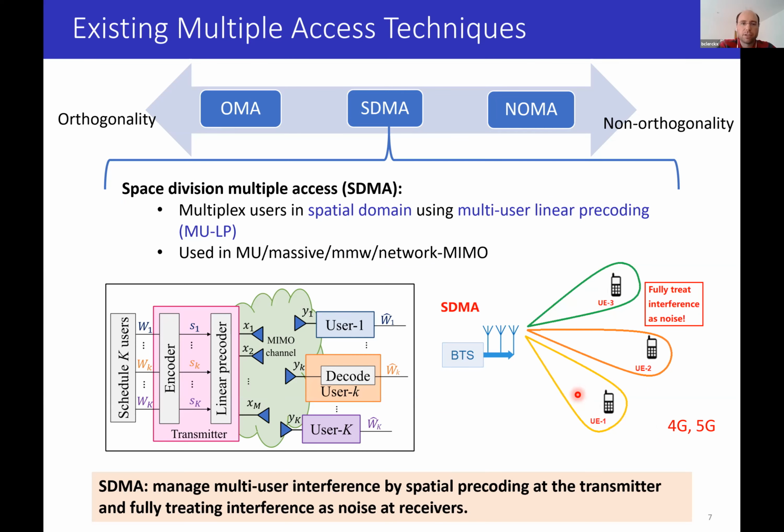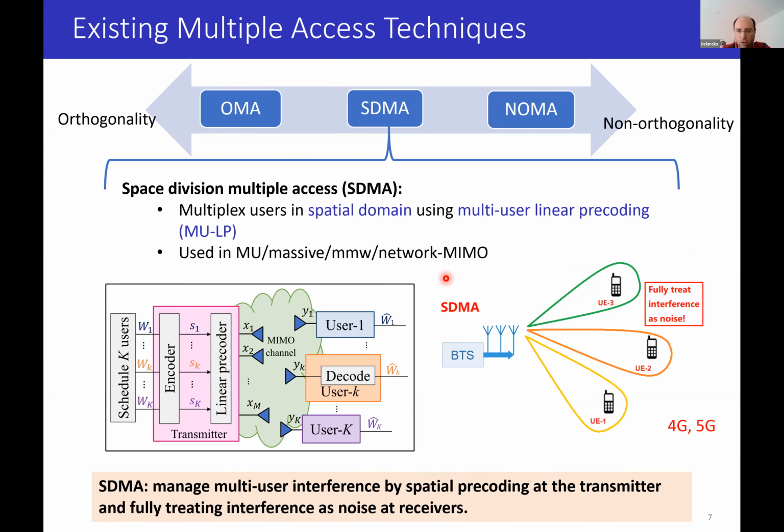So SDMA is a space division multiple access. And the goal here is to use the spatial domain to form some beam and separate users using those beams, or what is also called precoding. And so this is heavily used in 4G and 5G. This is the main multiple access in 4G and 5G in combination with the OFDMA, and is used in multi-user MIMO, massive MIMO, millimeter wave, network MIMO, and so on.